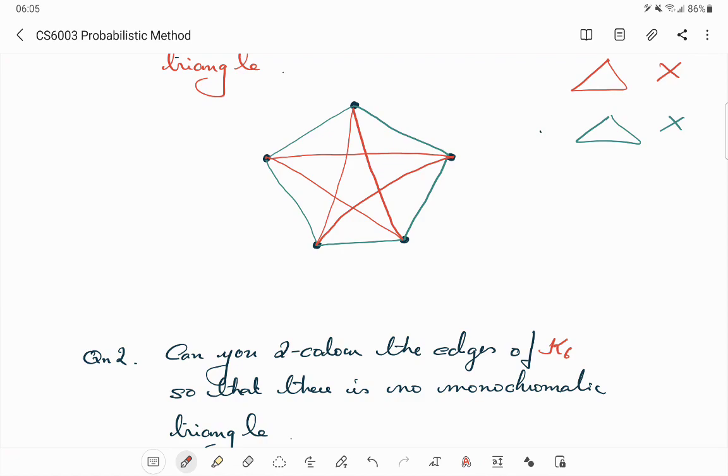It's a huge number. But the question is, can you do a 2-coloring of the edges of K6 again such that there is no monochromatic triangle? So if the colors are red and green, we should color it in a way such that there is no red triangle and no green triangle. As you have noticed here, monochromatic refers to the color of the 3 edges being the same, which is obvious because the coloring was an edge coloring. Now again, I want you to pause and think.